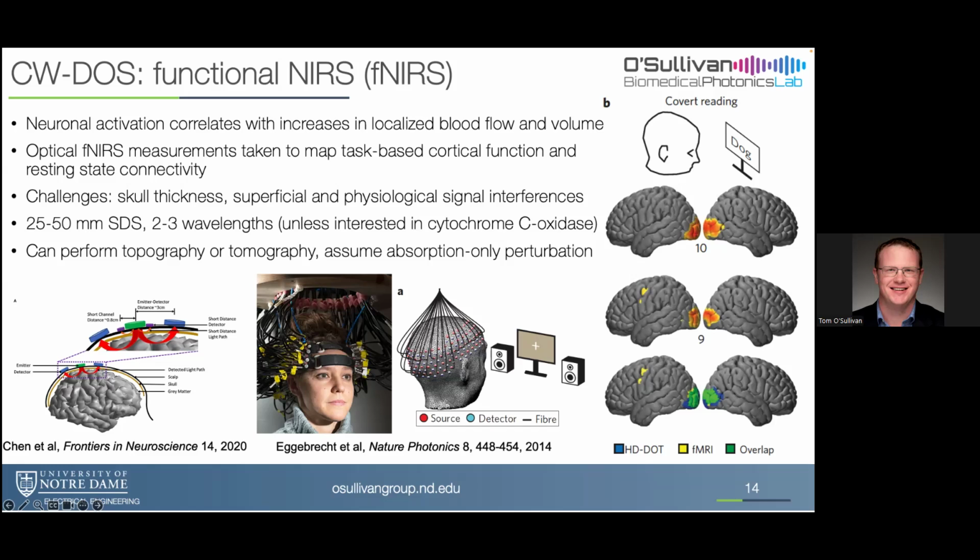And you can do really nice things like they do at Washington University, take these high density measurements and show resolution that's pretty close to fMRI, which is pretty incredible when you think about it. You take a $1,000 device and get something that looks very close to a $3 million one, right? And that's why there's been a lot of interest and excitement in doing fNIRS, both topography or 3D reconstruction tomography, which I'm not going to talk about today. We could do a whole lecture on diffuse optical tomography.